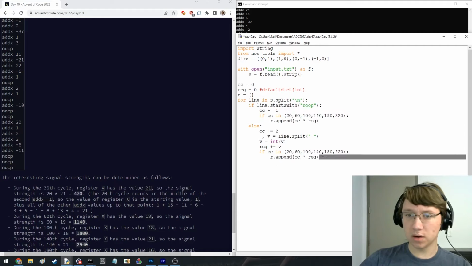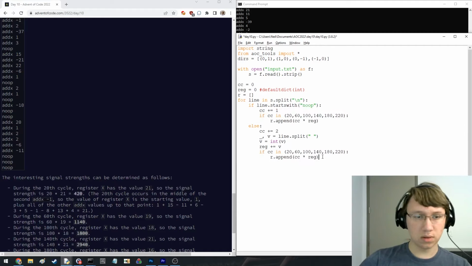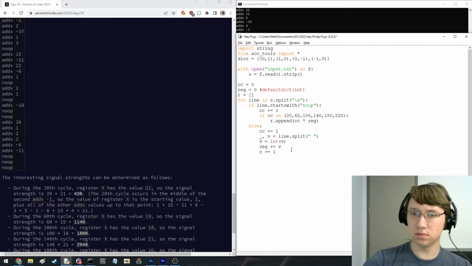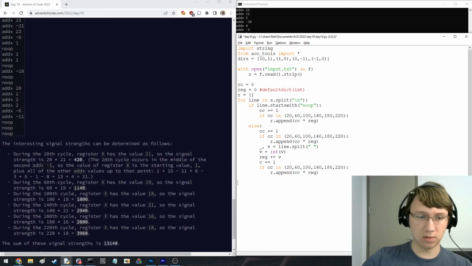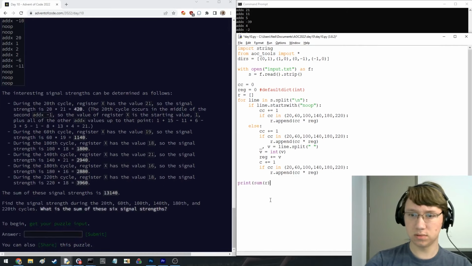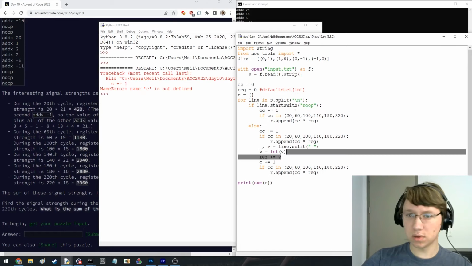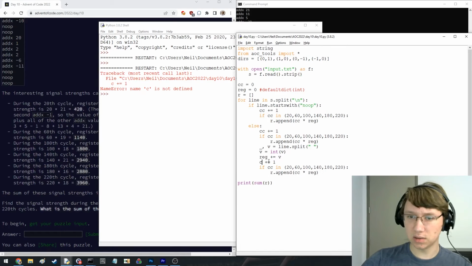Do the same thing here. I think it's after the instruction. Middle of the second add X. It's the starting value. Okay. I think we'll do this instead. That seems reasonable. And then what we care about is, it should be CC.